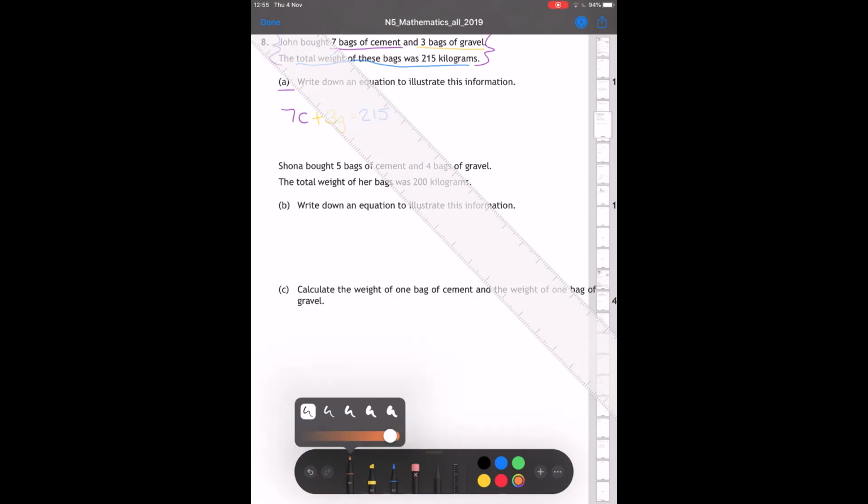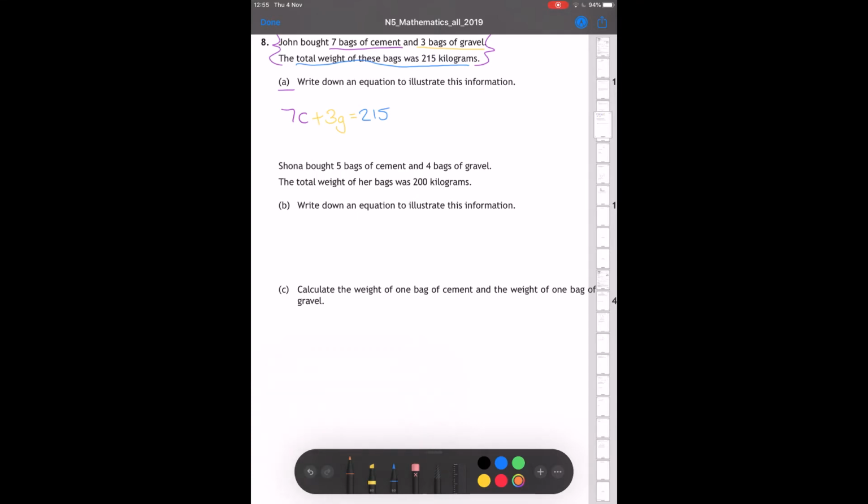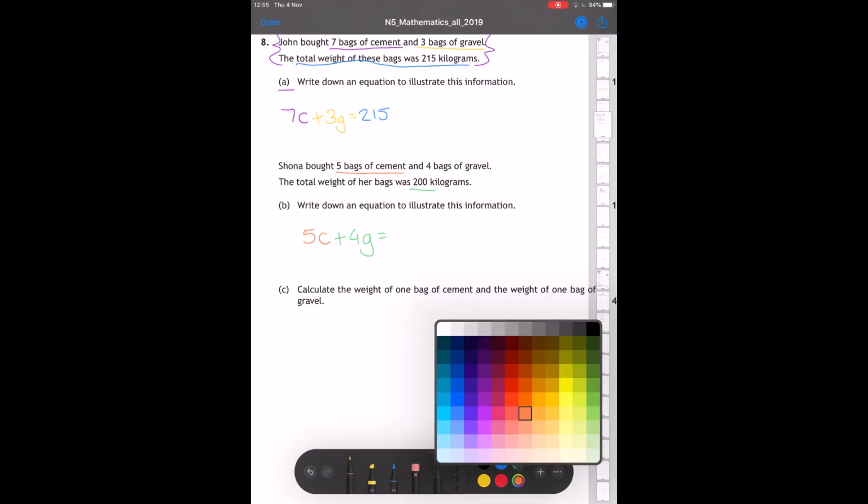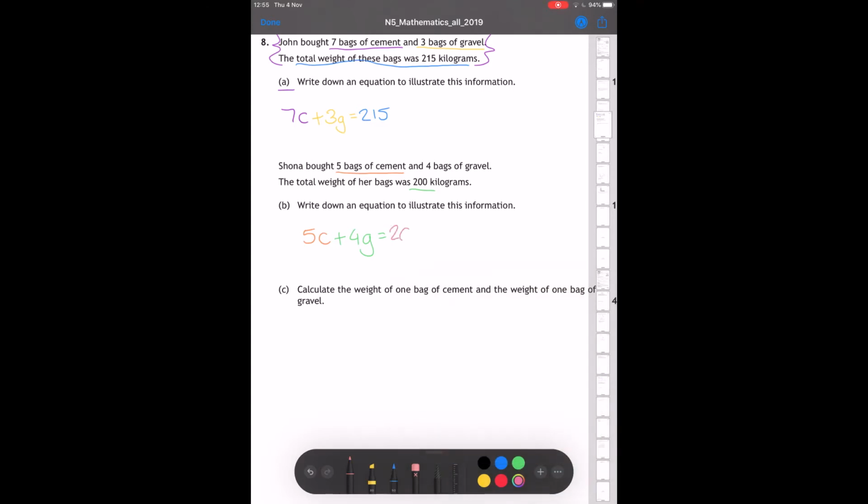Right, so, get that away. So, same thing applies to part B, whereas we have 5 bags of cement, so that is 5C, same method, 4 bags of gravel, I'll use the same colour. Oh, I should have used purple there, shouldn't I? Anyway, plus 4 bags of gravel, and that is equal to 200 kilograms. Do this in, what should we do? Pink. 200. There's your part B.